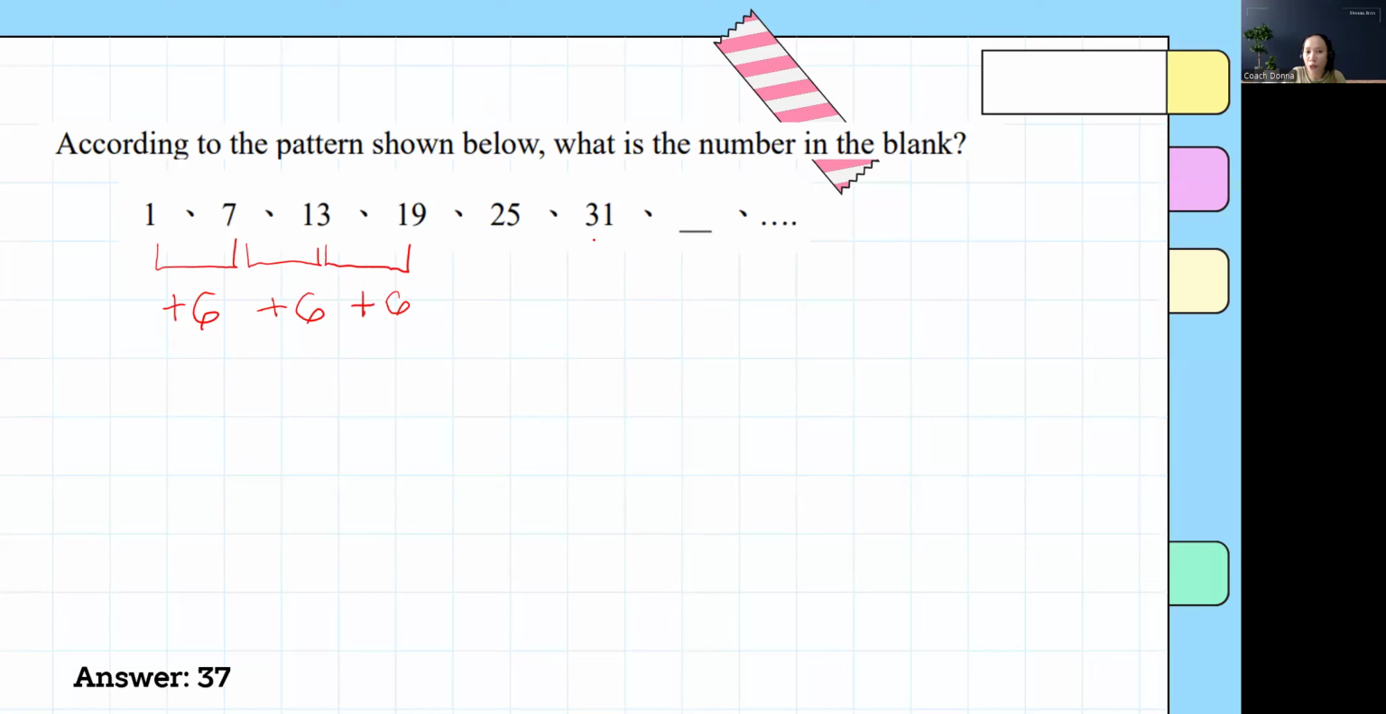That means from 31 to our blank right here, we can also get that blank by adding 6. So 31 plus 6 is equal to 37. That is how we get our answer for questions like this, okay? That's it for number 1. Let's proceed to the second number.